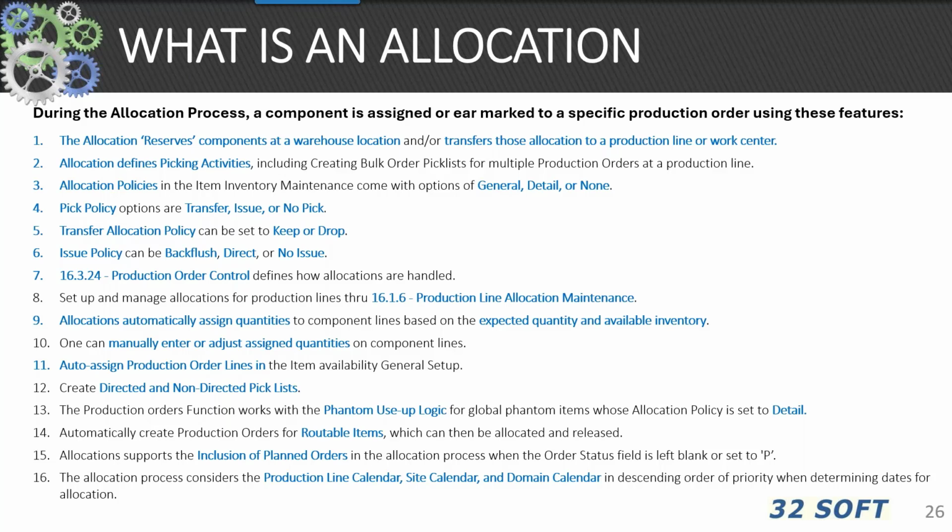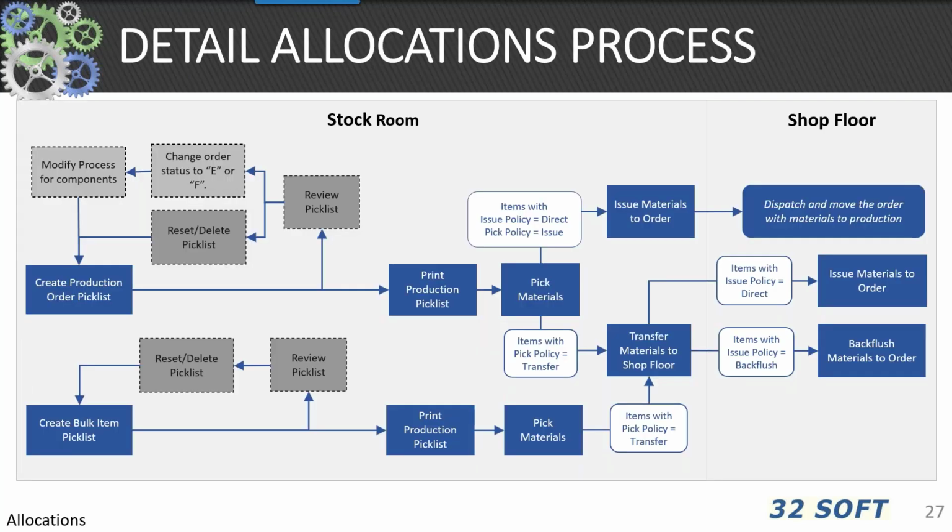It supports the inclusion of planned orders in the allocation process when the status of the planned production order is set to P. The allocation also takes into consideration production line calendars, site calendars, domain calendars, everything you need for detail allocations. Here's a comprehensive flow diagram of how the detail allocation process occurs in QAD. You may want to study this for consideration as you approach production order implementation.